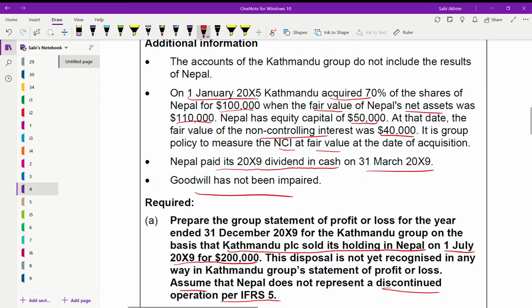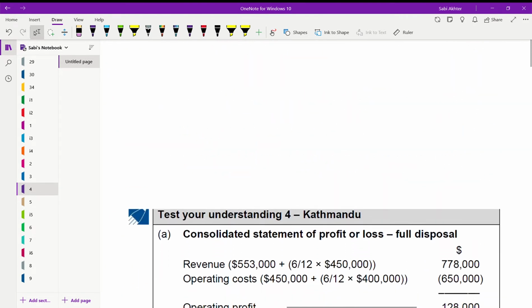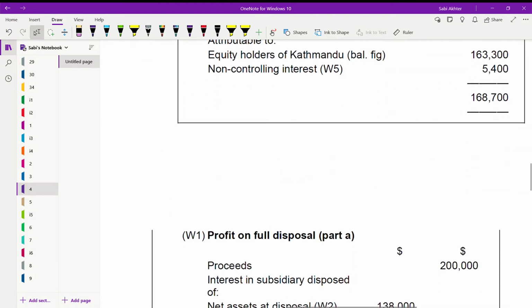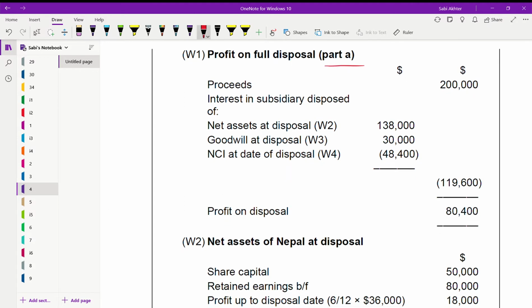So how do you start this? Before that, we have to start with the workings. Okay, let us directly go to the working. So working number 1, this is for Part A. Profit on full disposal, you are entirely disposing it. So you're disposing it for 200,000. Okay, net assets at disposal is a working. Net goodwill at disposal is working 3, NCI is working 4. So separate working for each.